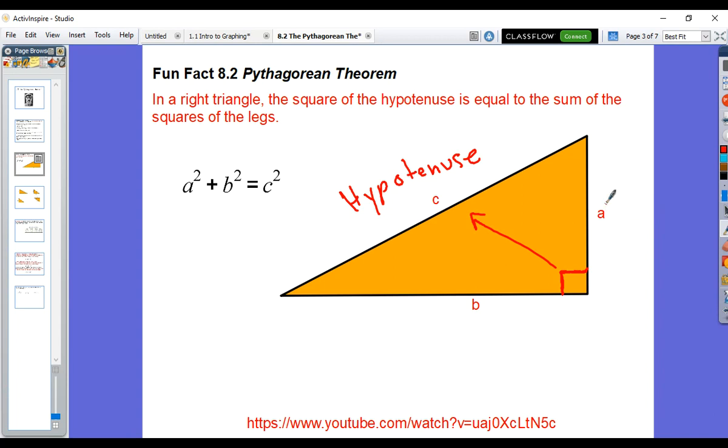The other two sides are just considered legs. So the two smaller of the three sides are legs, A and B. It doesn't matter which one you call A, which one you call B, it's just A and B. Okay, so A squared, so the value of A, we squared, plus the value of B squared equals C squared. Capiche? Capiche.